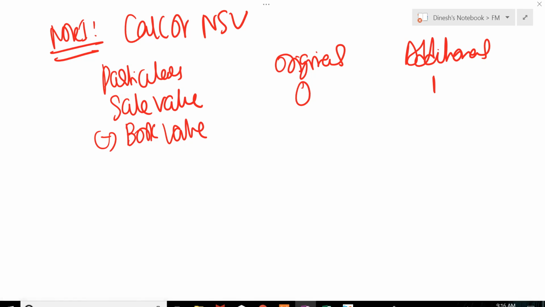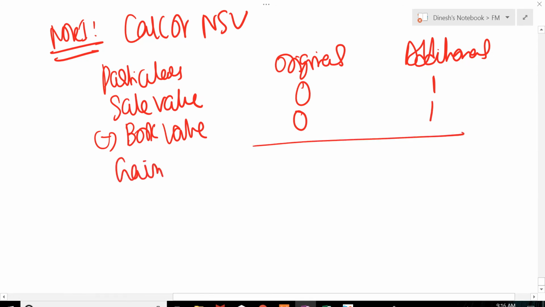Now please listen. Original machine was bought for 120. In the calculator, 120 minus 15 into 8. Every year you charge 15 lakhs depreciation. What is the book value? 0. Additional is 10 minus 1.5 into 6. The value post depreciation. How much? 1. Gain. The gain is 0 and 0. There is no capital gain, no capital loss in this question.